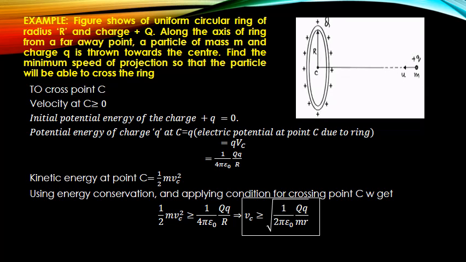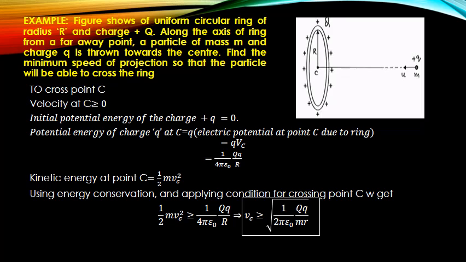In this question, we have a uniformly charged ring of radius r carrying a charge Q. At a faraway point along the axis of the ring, a charged particle having a charge plus q and mass m is located and is projected towards the center of the ring. We have to find out the minimum speed of projection so that the particle may cross point C. To cross point C, the velocity at point C should be greater than or equal to 0.